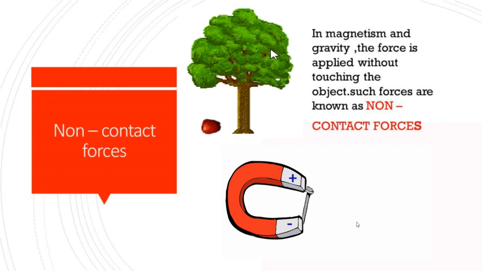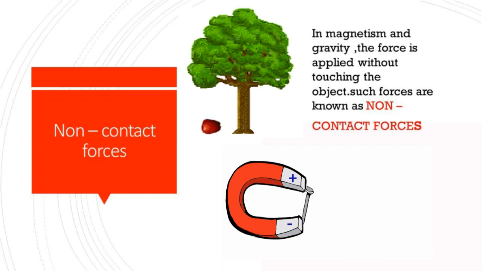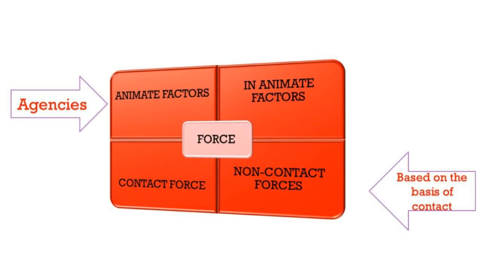Forces can be classified into two major types: contact and non contact forces. Wind making a flag flutter, a cart pulled by a bullock are contact forces. Magnetism and gravity are some examples of non contact forces. So far, we have seen the agencies of force and the types of force. Forces are push or pull by animate or inanimate agencies. On the basis of contact, the forces are classified into two types: contact forces and non-contact forces.